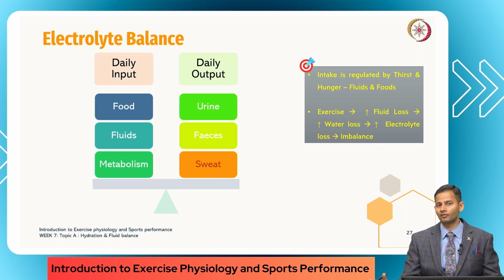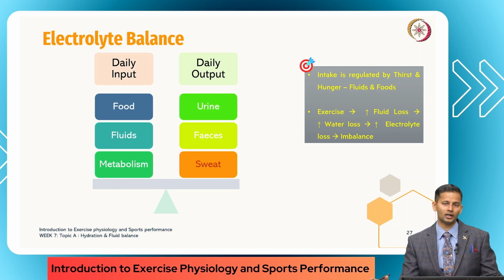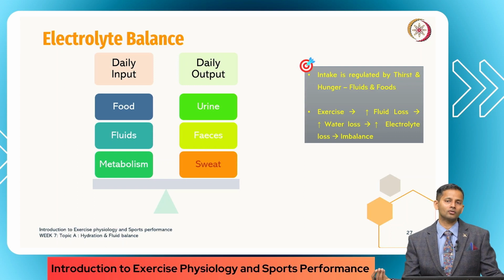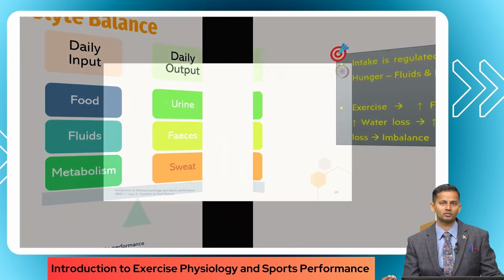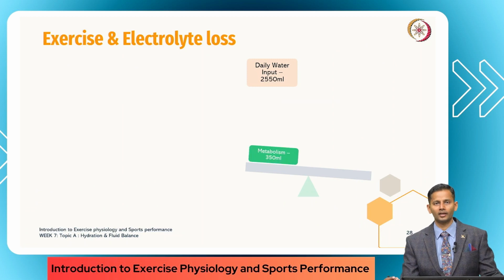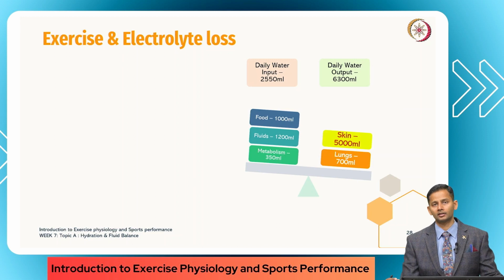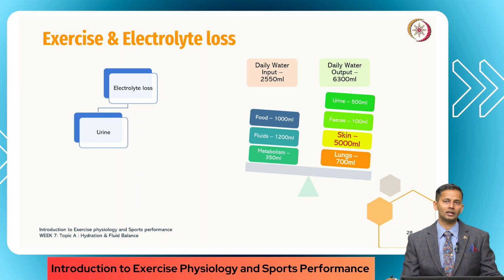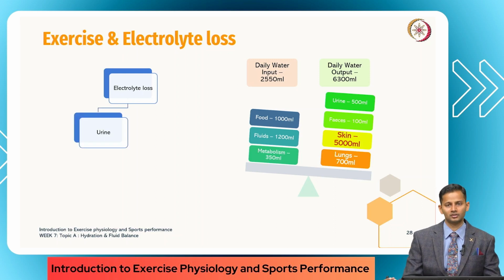In the case of exercise, there is an increase in fluid loss, and along with this increase in water loss there is also an increase in electrolyte loss. This loss of electrolyte and water from the body causes an imbalance, right? So in the case of exercise, what about the electrolyte loss? We saw that there is a definite increase in water output through the skin and an increase in ventilation. So you have increased sweat as well as loss through ventilation, and some amount through urine.